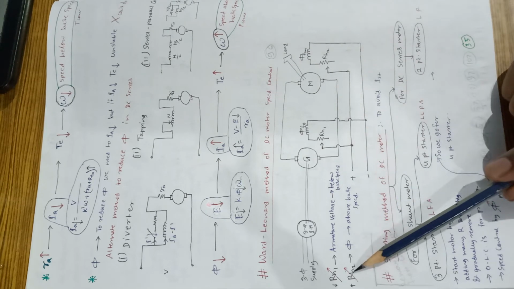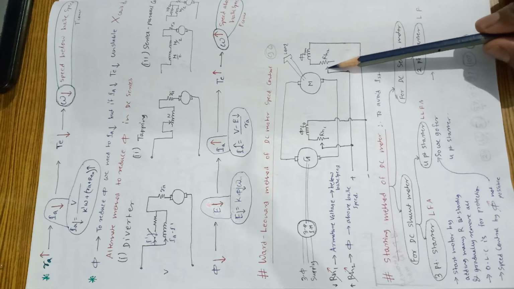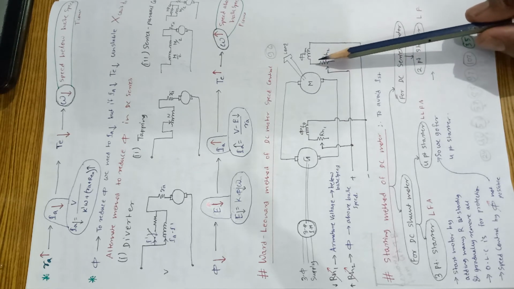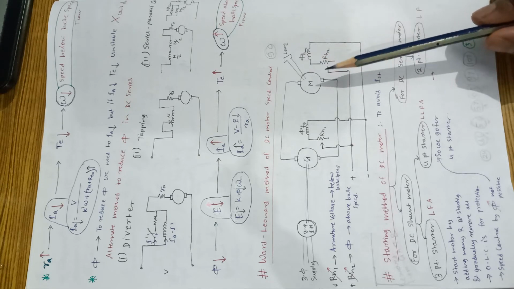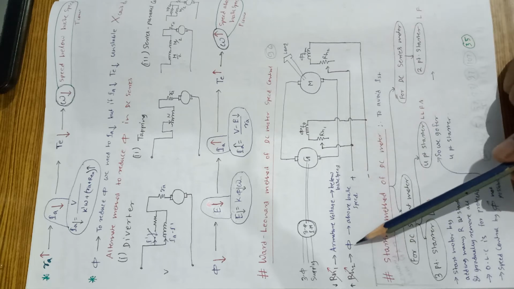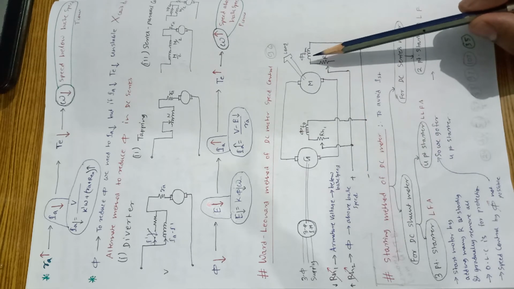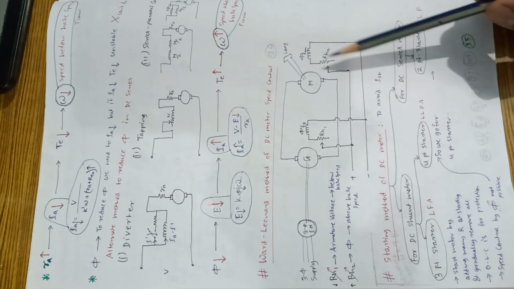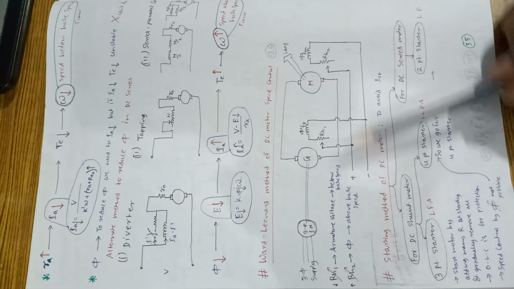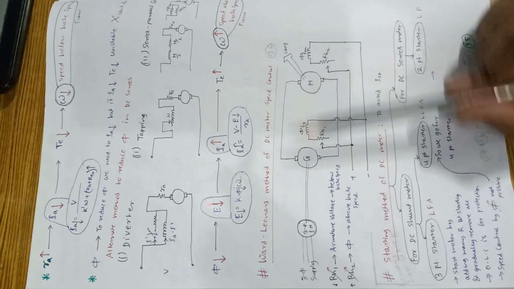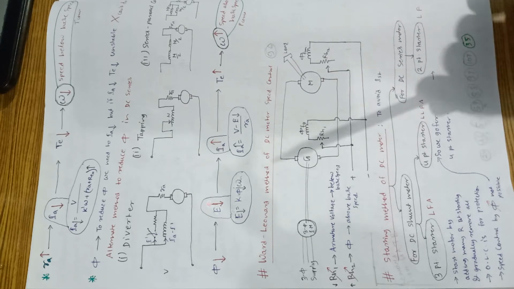And when we increase the resistance of the field of the motor, what will happen? If we increase the resistance, then the field flux of the motor will reduce. If the field flux of the motor reduces, then the speed of the motor will increase above the base speed. So in this way, the working of the Ward-Leonard method is done.